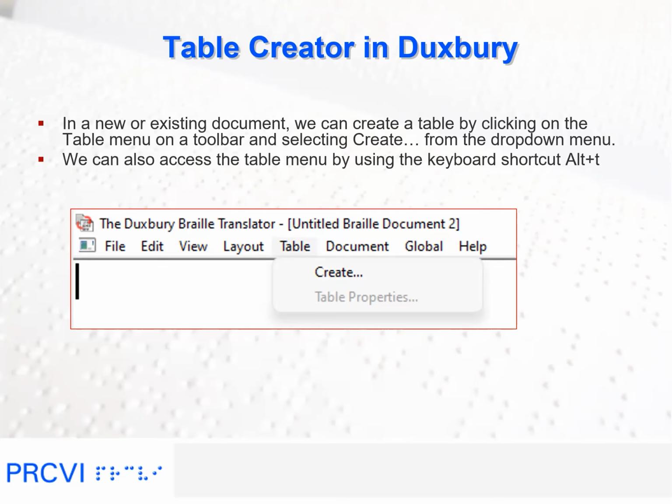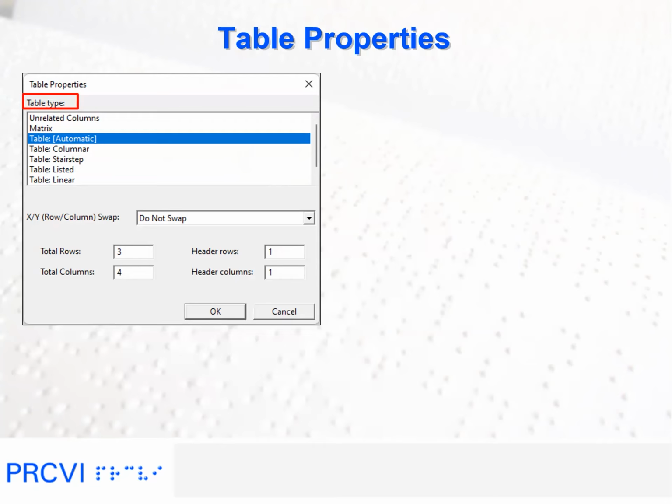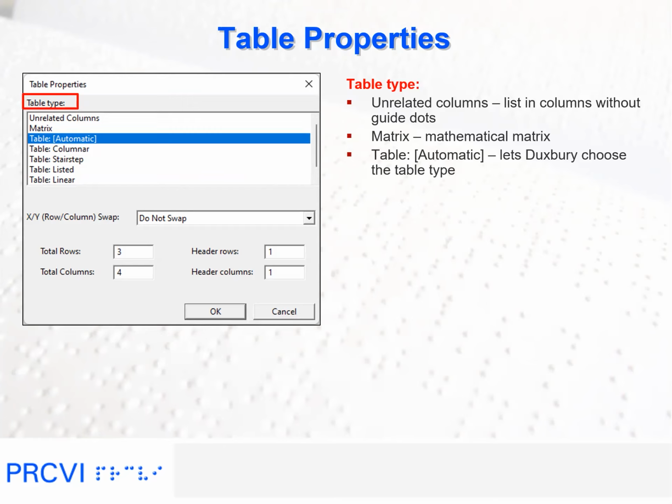When you click on Create, a window opens up. On the window, depending on the type of table you want to create, you can select from various options. The first on the list is unrelated columns. When this option is selected, it creates a list in columns without guide dots. Matrix creates a mathematical matrix. When table automatic is selected, it lets Duxbury choose the table type.